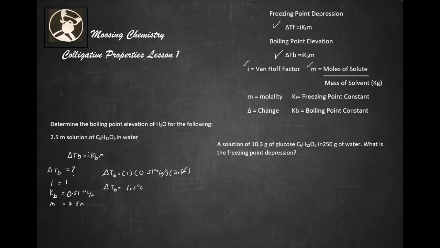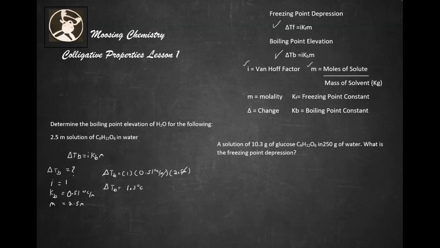All right, so let's look at the next problem here, guys. Okay. Now, when we look at the next problem, it says that a solution of 10.3 grams of glucose, which is C6H12O6, and 250 grams of water. What is the freezing point depression?